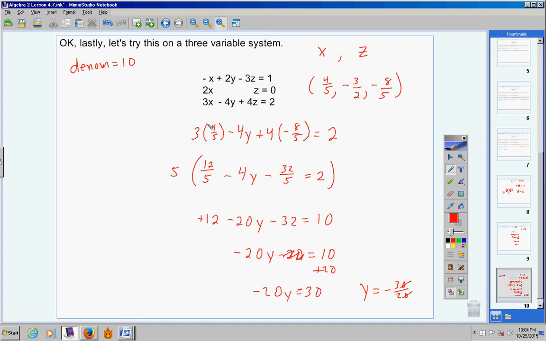Okay, guys? So Cramer's rule will work on all of these different sizes of variable systems, as long as you know how to find the determinant of the different matrices. Okay? I hope this video has been a help to you. I hope you understand what I've said. If you have any questions, don't hesitate to call or email.